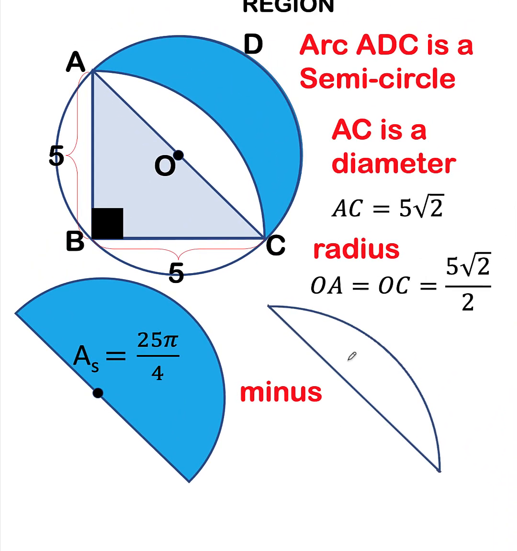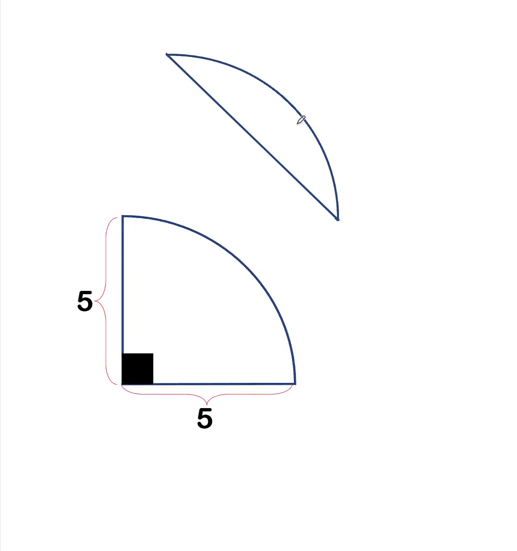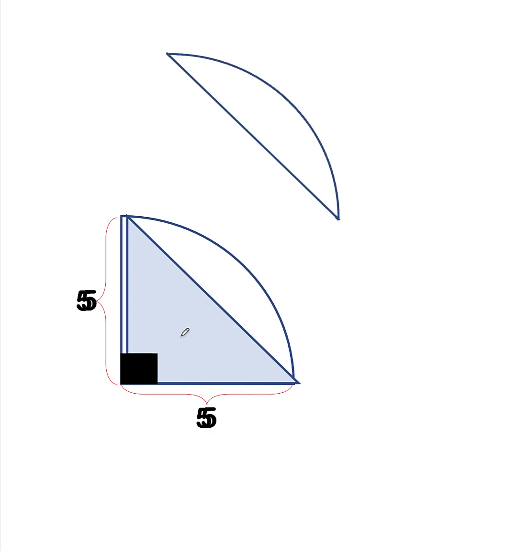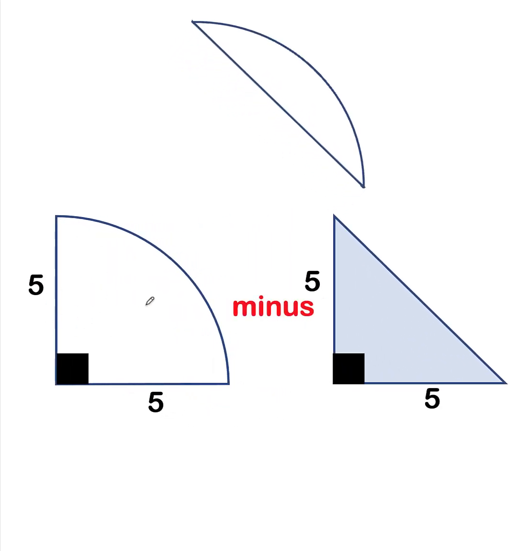Then let's find the area of this segment of the quarter circle. Notice that this segment can be thought of as the difference of two figures, the quarter circle itself and this right triangle. So let's separate these two. What is the area of this quarter circle? That is 1/4 the area of a circle with a radius of 5 units. So the area is pi r squared, and we divide it by 4. Simplifying, this becomes 25 pi over 4.